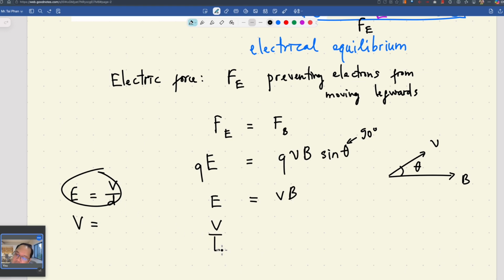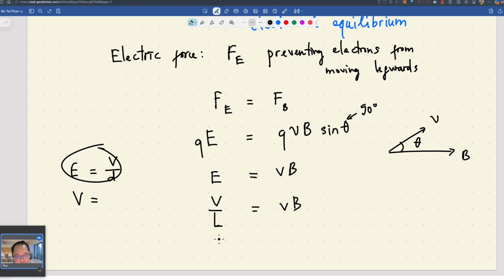d is the length of the rod, L, so V over L equals vB, okay? Therefore, we have proven that the potential difference V, this is the big V, potential difference, okay? This is little v, the speed, V equals BvL.